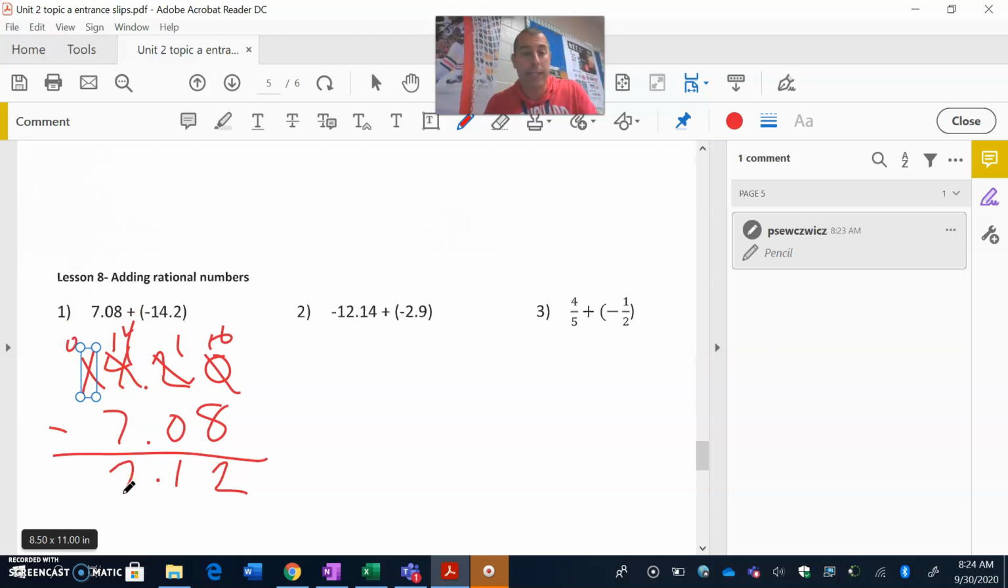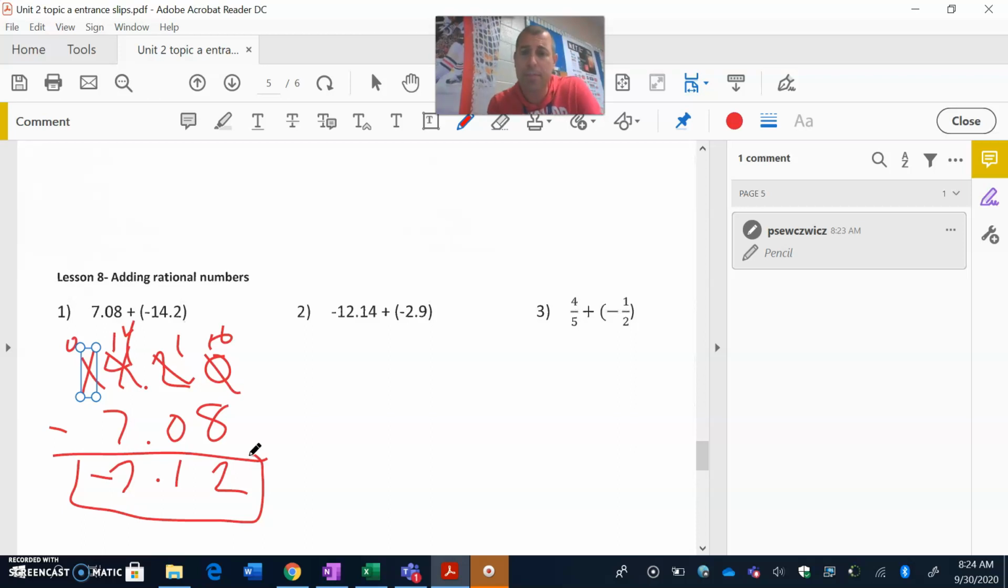Wait, is the answer positive or negative? Well, if I go back to the original problem, there were more negatives, so it is a negative amount. That's there: negative 7 and 1200ths. So again, you're going to have to rewrite it. You're going to have to actually solve it, and then analyze your answer, see if it's positive or negative.